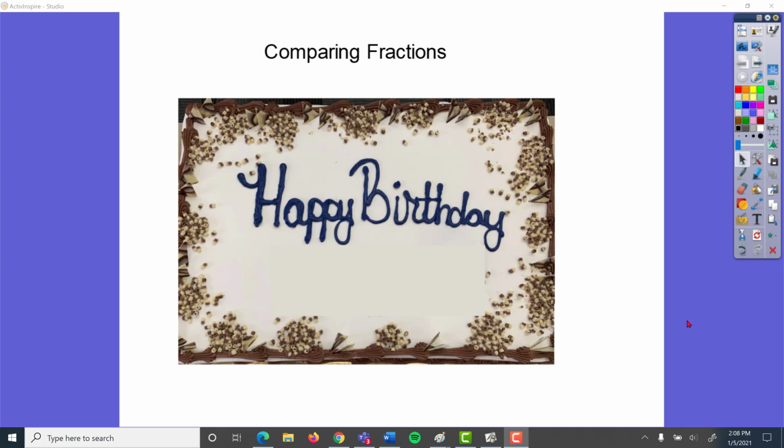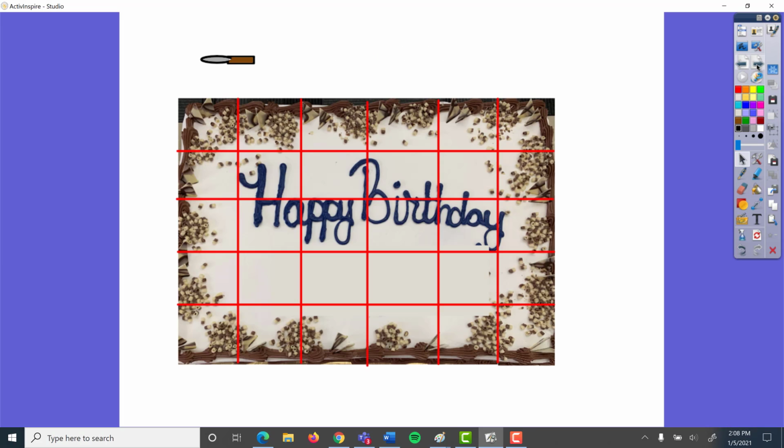In this video, we're going to look at comparing fractions, and then we're going to compare some fractions. So the first thing that we need to talk about when we start looking at fractions is what exactly is a fraction? Well, a fraction is a part of something.